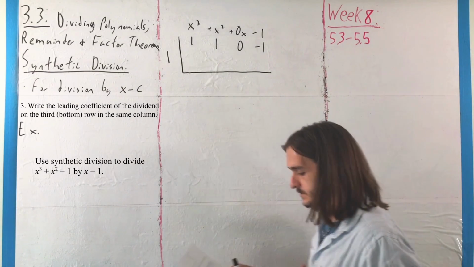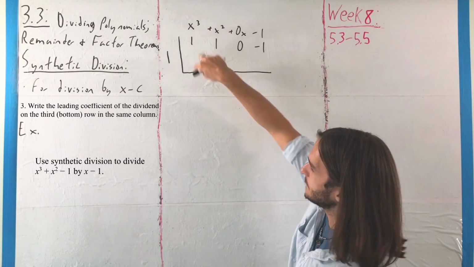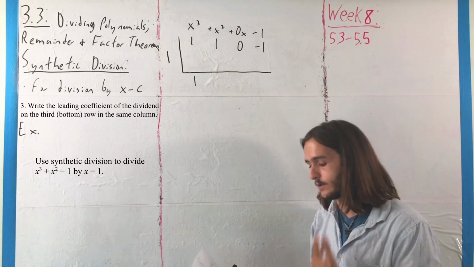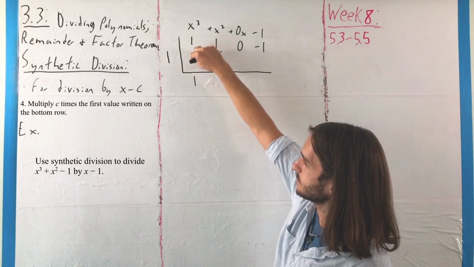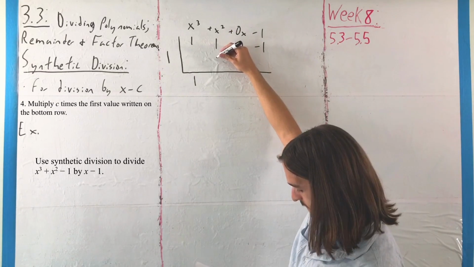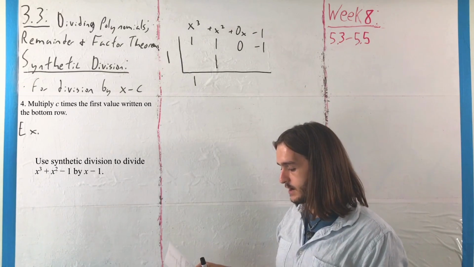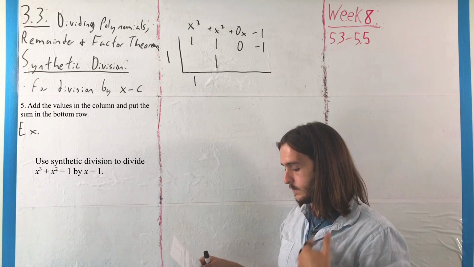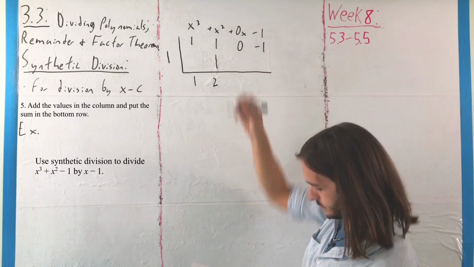And then from there, for step 3, we write the leading coefficient in the bottom, the third row in the same column. So that means we take this guy and we just pull it down to here. And that is essentially our setup, where once we have all of this set up together, then we can start with the steps. So the actual work here means taking this, multiply it by that. So 1 times 1 will get you a value of 1, and we put that 1 over there. As it says, we put the product in the next column in the second row. So that's this location. And then we add the values in the column and put the sum in the bottom row. 1 plus 1 is 2.